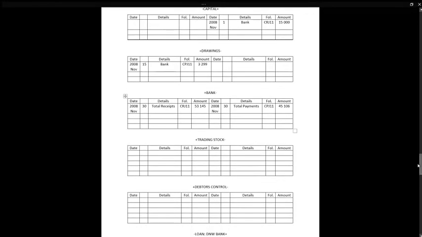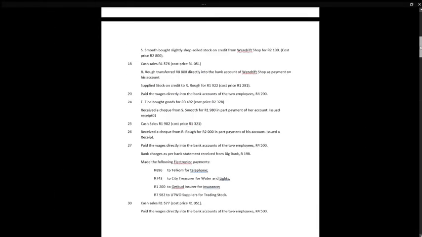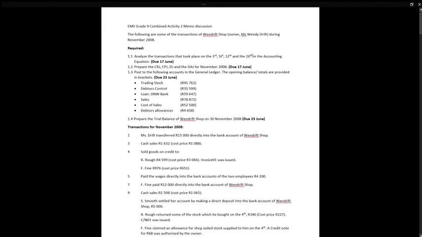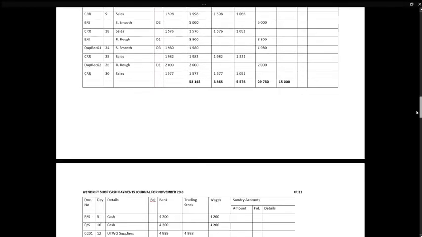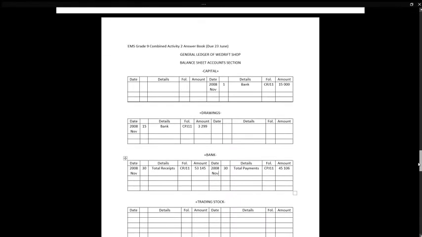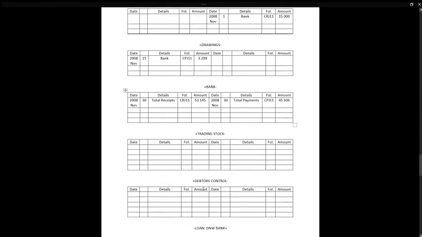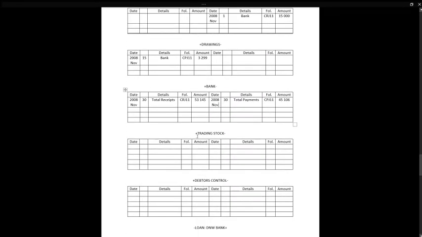Trading stock, they gave us an opening balance in the information of this activity. Let's go and have a look. Right, so trading stock had an opening balance of 45,762 Rand. Let's go and put that opening balance in my trading stock. Remember, trading stock is an asset account, therefore the signs will be plus minus, increase in the debit side and decrease in the credit side.